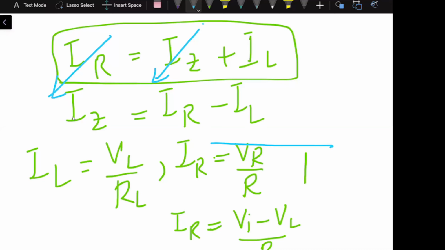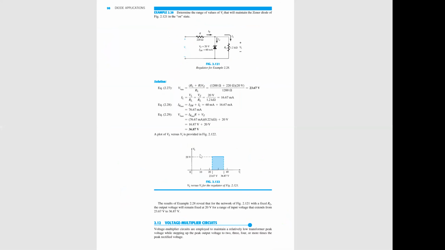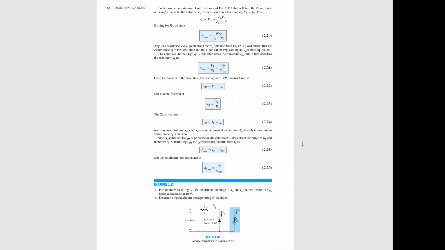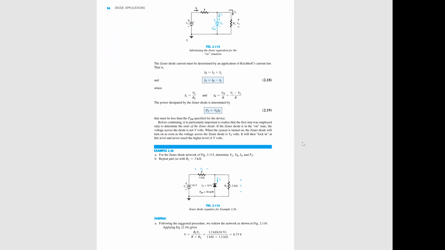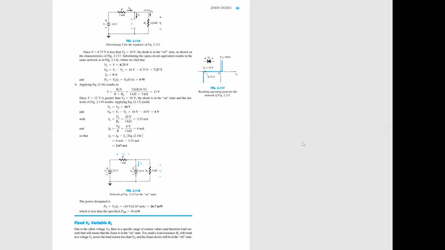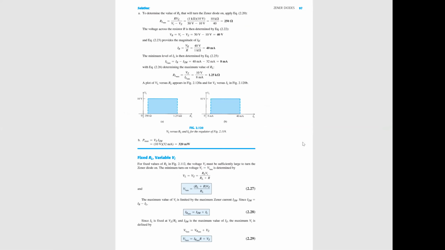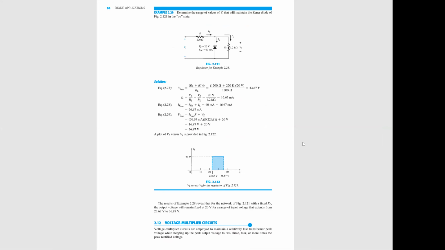Okay. So with this, we have the assignment for the zener diode: example number 2.26, example number 2.27, and then example number 2.28. Okay. So can you hear me? Yes, sir.